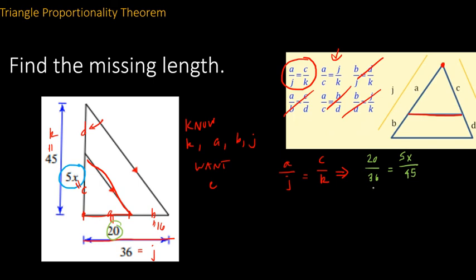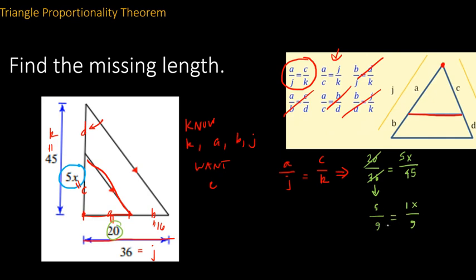Once again, I'm going to simplify to make my cross multiplication easier. So 20 and 36 are both divisible by 4, right? So if I divide 20 by 4, I get 5. If I divide 36 by 4, I get 9. 5x and 45 are both divisible by 5. So if I divide 5x by 5, I get 1x. If I divide 45 by 5, I get 9.